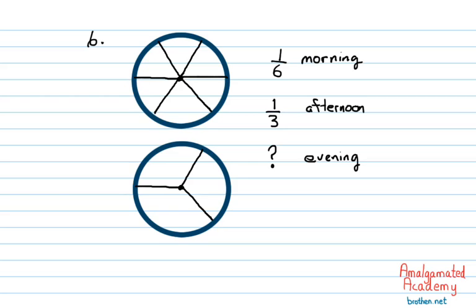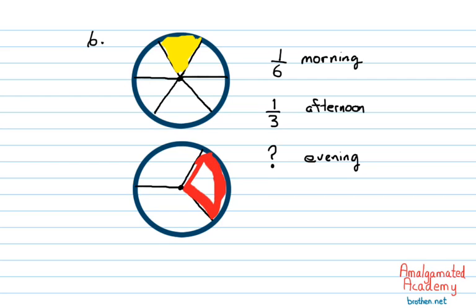In the morning, we had 1/6 of all the parents show up, and I've drawn a circle here that's divided into sixths, and I'm going to shade in one of those sixths. On the bottom circle, I have that divided into thirds, and I'm going to shade in one of those thirds, and this 1/3 shows all the parents that showed up in the afternoon session.